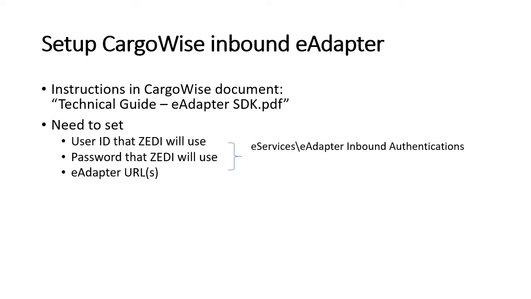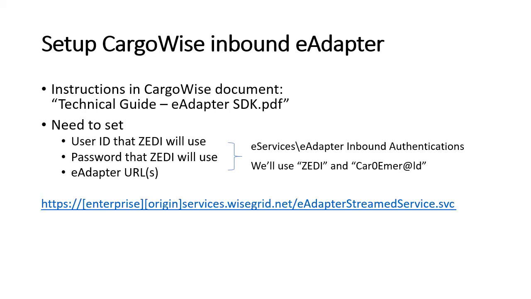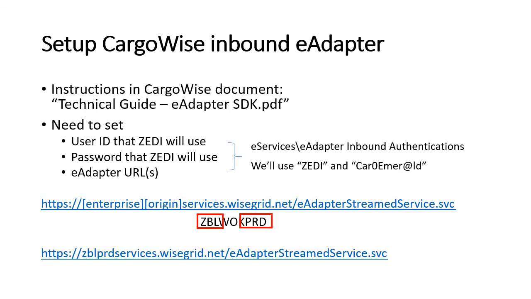For this example, we're going to say that the user ID will be ZEDI and the password will be CaroEmerald. The URL is commonly in this format. Enterprise is the first three characters of your CargoWise license, and Origin is the last three characters. In our case, the license is ZBL-WOC-PRD, so the URL for the production license would be this.